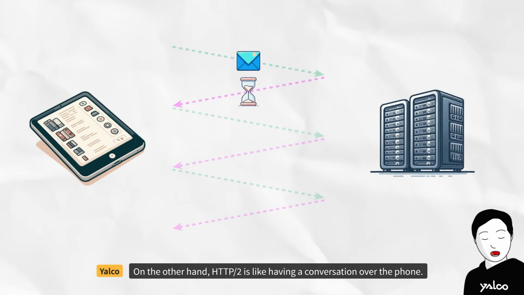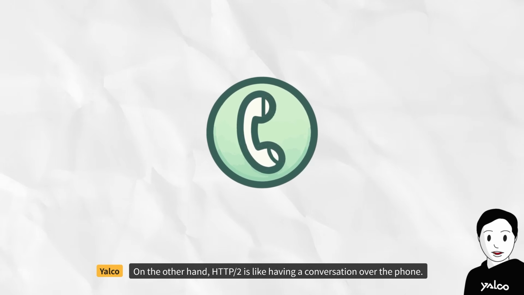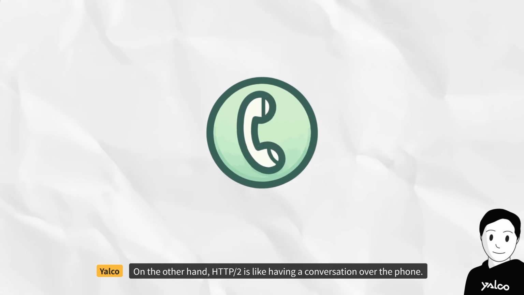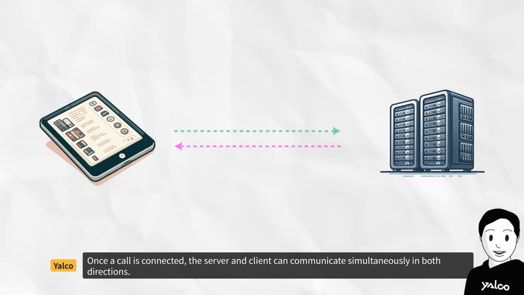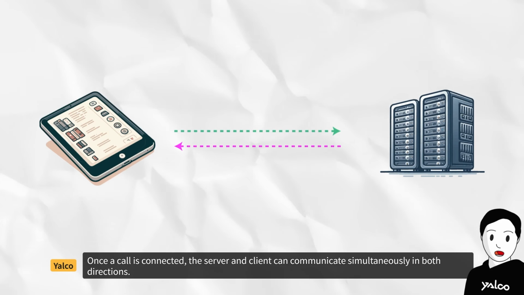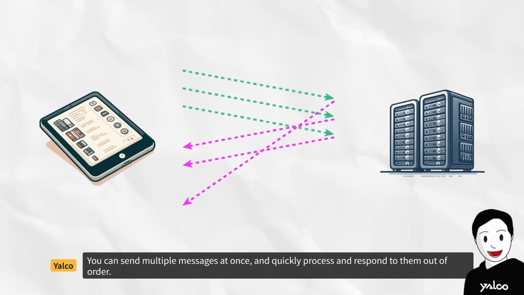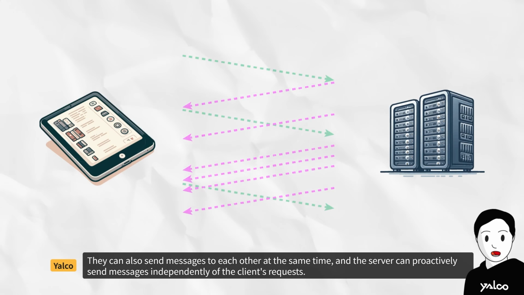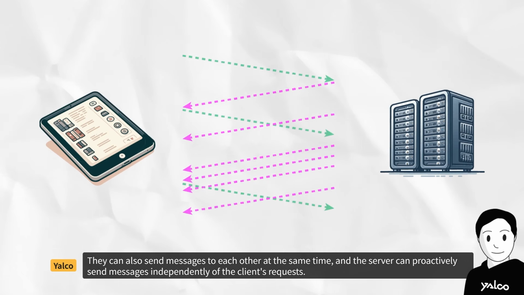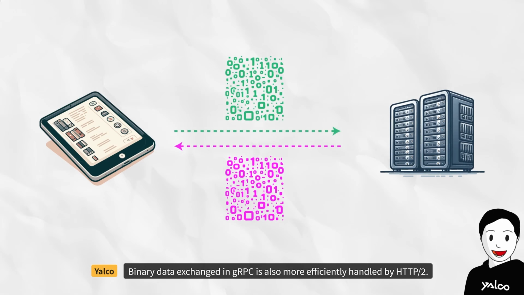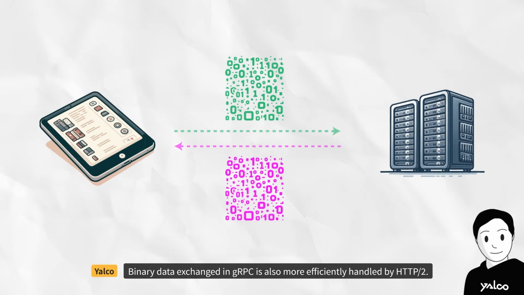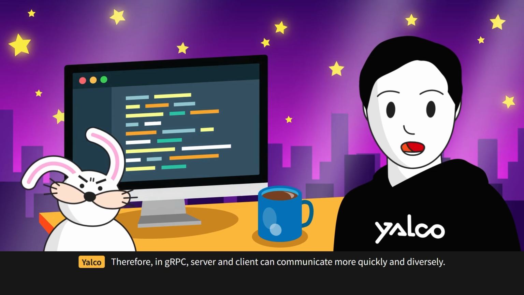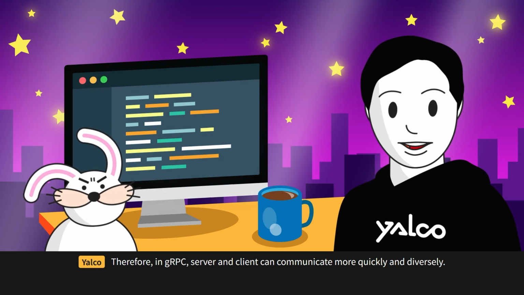On the other hand, HTTP2 is like having a conversation over the phone. Once a call is connected, the server and client can communicate simultaneously in both directions. You can send multiple messages at once and quickly process and respond to them out of order. They can also send messages to each other at the same time, and the server can proactively send messages independently of the client's requests. Binary data exchanged in gRPC is also more efficiently handled by HTTP2. Therefore, in gRPC, server and client can communicate more quickly and diversely.